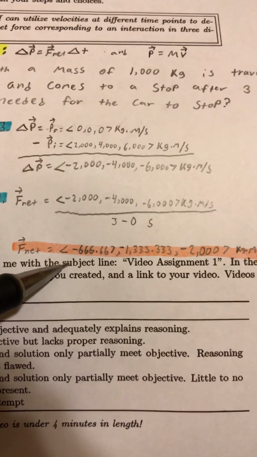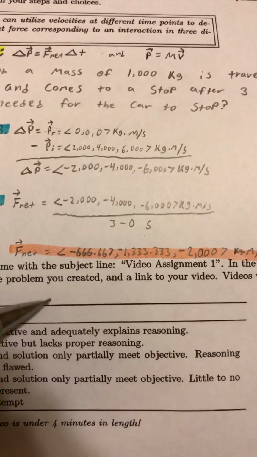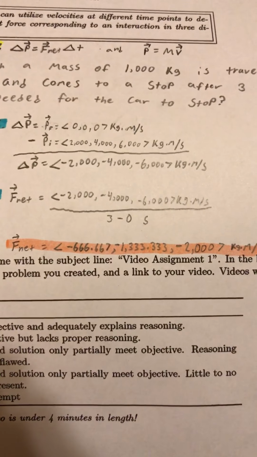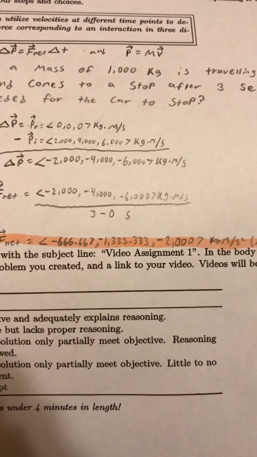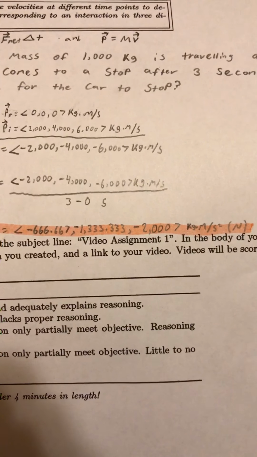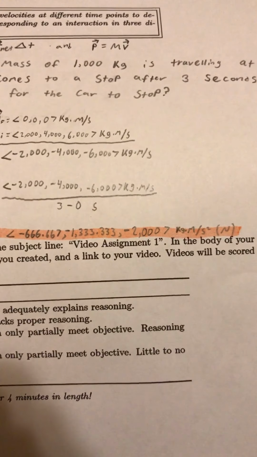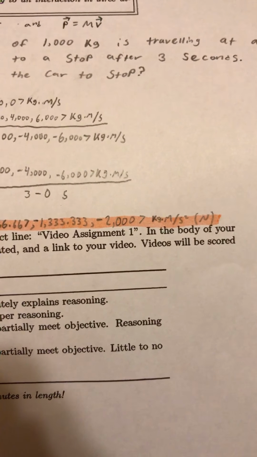Final solution is negative 666.667 for the x-coordinate, negative 1,333.333 for the y, and negative 2,000 for the z. And then units kilograms meters per second squared or newtons.